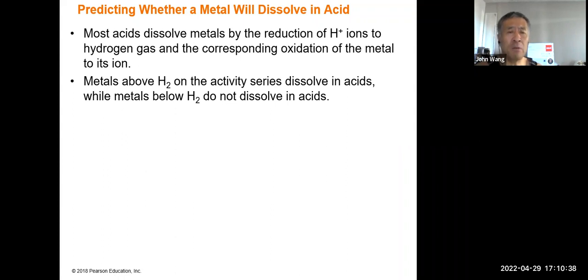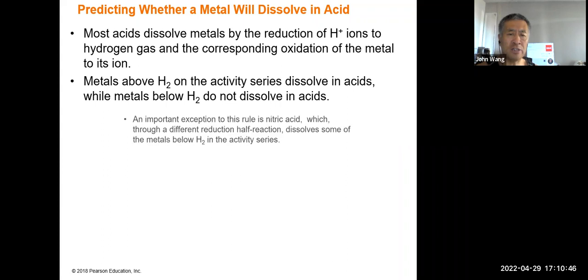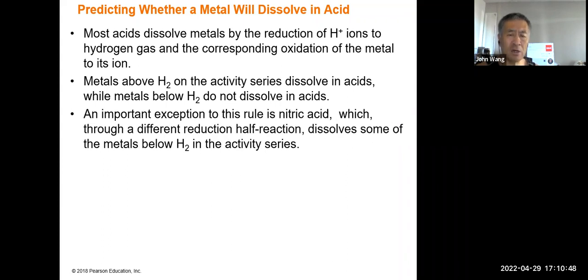So metals above H2 on the activity series dissolve in acids, while metals below H2 do not dissolve in acid. The important exception to this rule is nitric acid, which, through a different reduction half reaction, dissolves some of the metals below H2 in the activity series.